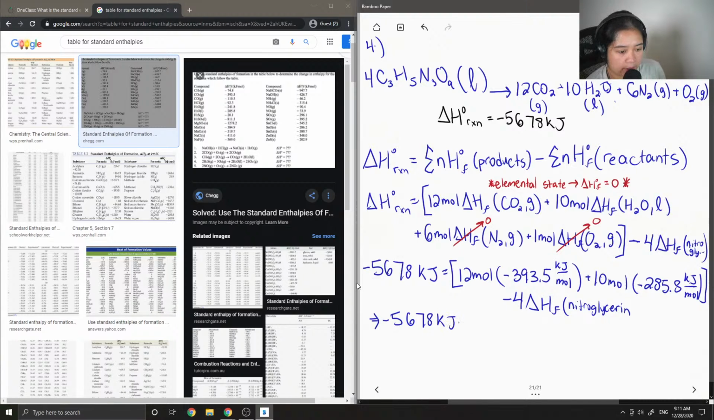So our left side, I'll just write as the same thing. And then if we multiply 12 times negative 393.5 plus 10 times negative 285.8, you end up with negative 7,580. The units are just kilojoules.